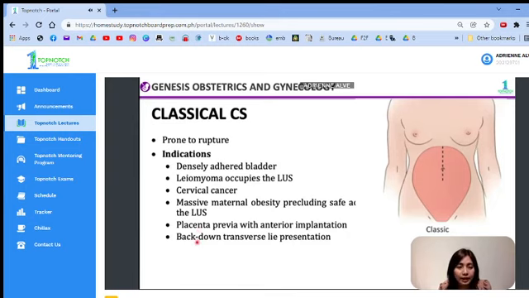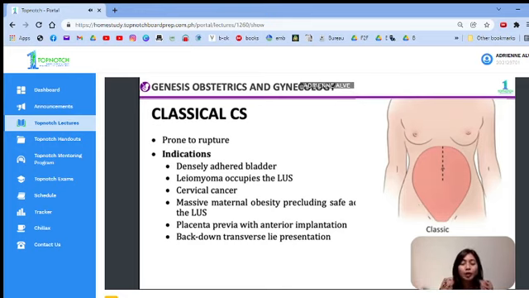So another indication for classical cesarean section is back down transverse lie. Ano ibig sabihin ng back down transverse lie? Remember, pag transverse lie, since hindi yan pwedeng mag-normal delivery, immediately cesarean section agad yan. So kung ano klaseng scar, depende kung back up or back down siya. Pag back up yung patient mo, pwede kang low transverse cesarean section kasi yung fetal parts mo nandun siya sa lower uterine segment. So pwede mo siyang i-grasp to deliver the baby.